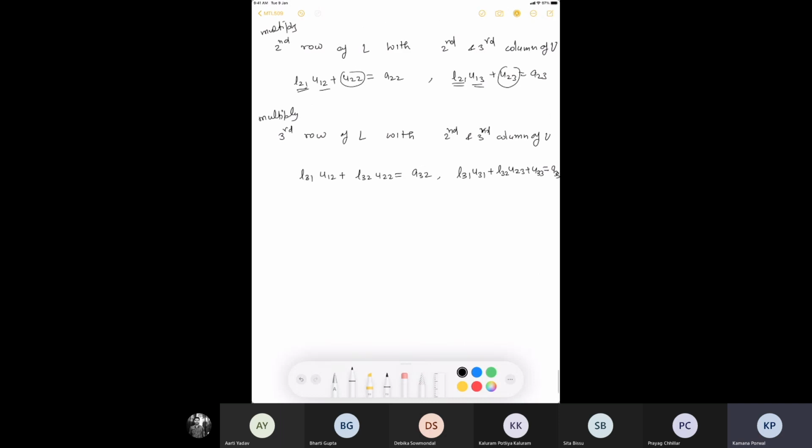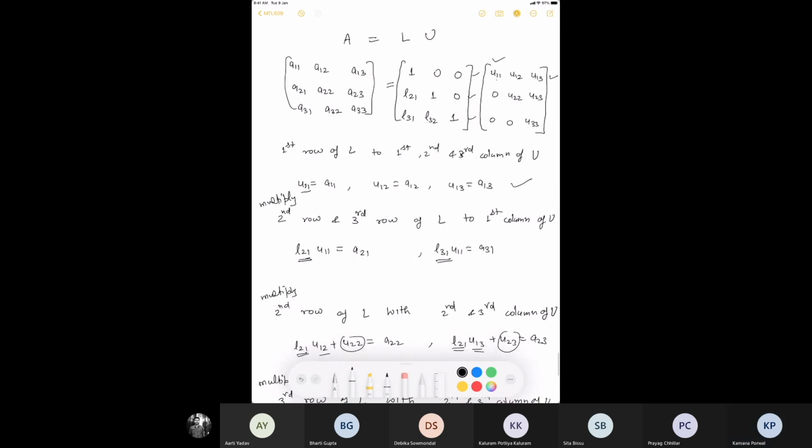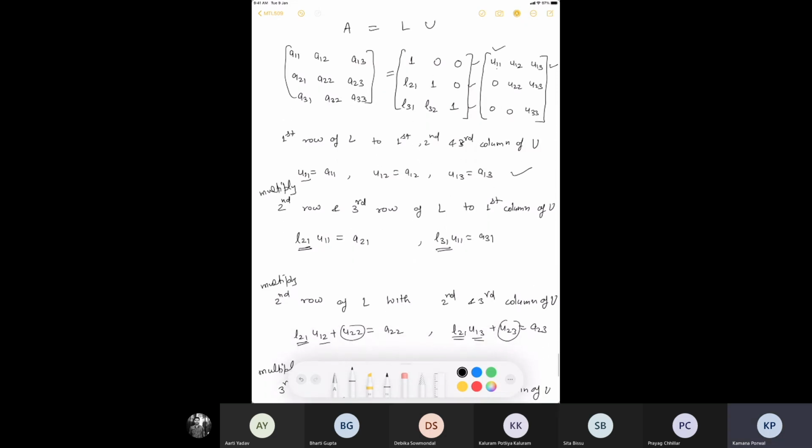Okay, so from these two equations we can solve for L32 and U33, because all the rest of the entries are already computed. Basically, we have found the first row of U here, and this gives the first column of L.